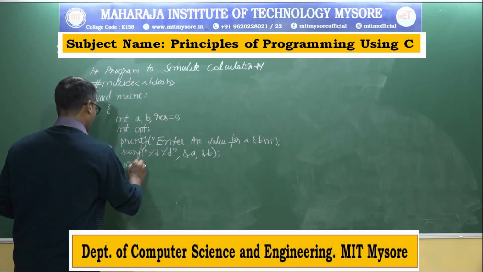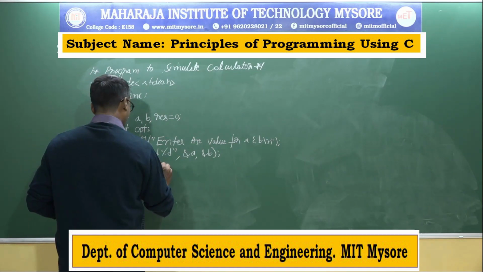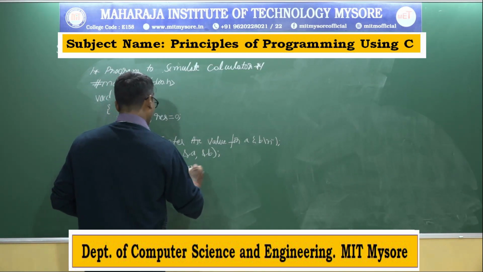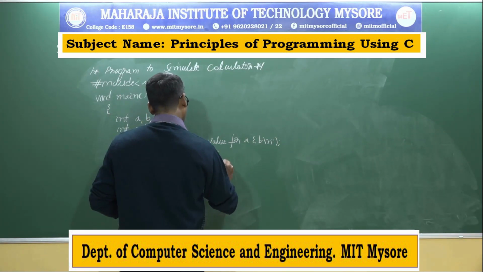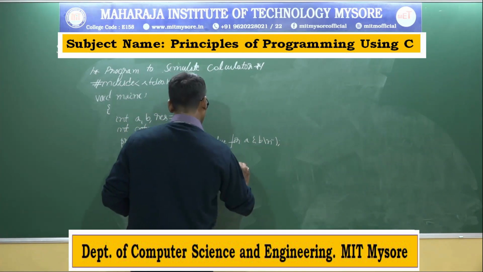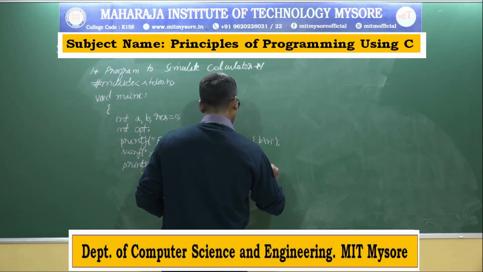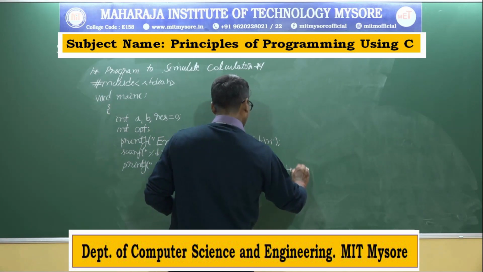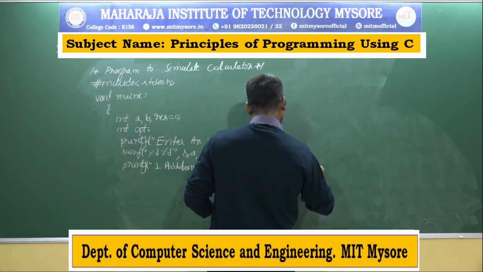After that, printf. So, I will display the options. One is for addition, 2 is for subtraction, 3 is for multiplication, 4 is for division, and 5 for mod.